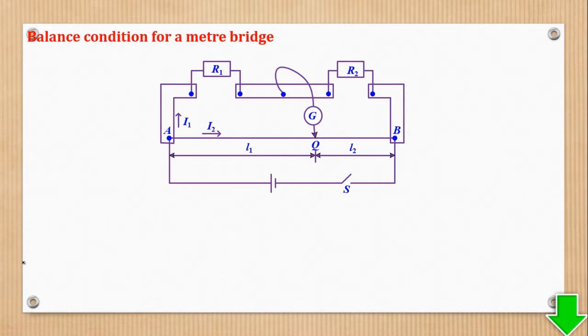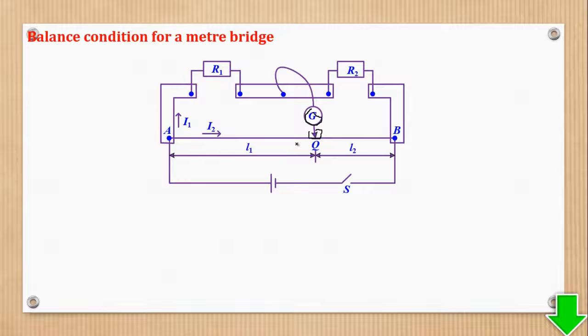In the Wheatstone bridge, we got the balance condition by adjusting the values of the resistances. But here, for the metre bridge, we get the balance condition by sliding the jockey along the slide wire. So this is a jockey, and it is moved along this wire until this galvanometer shows zero deflection.